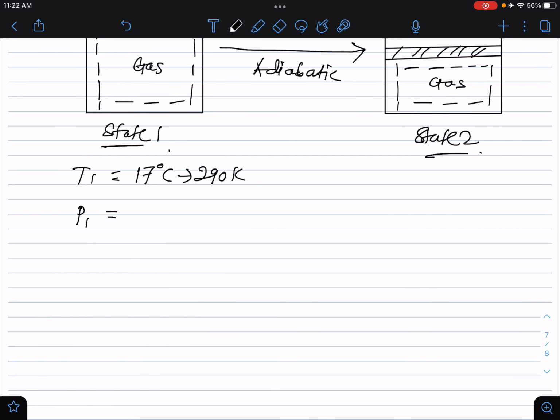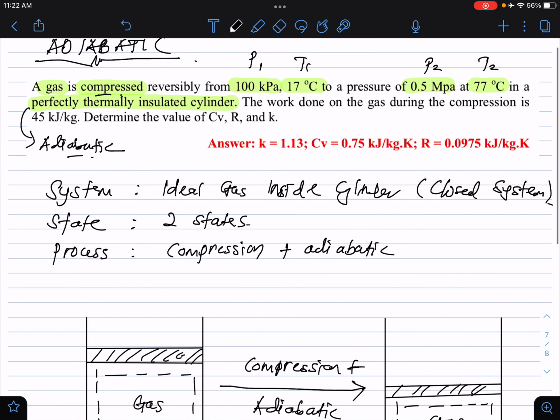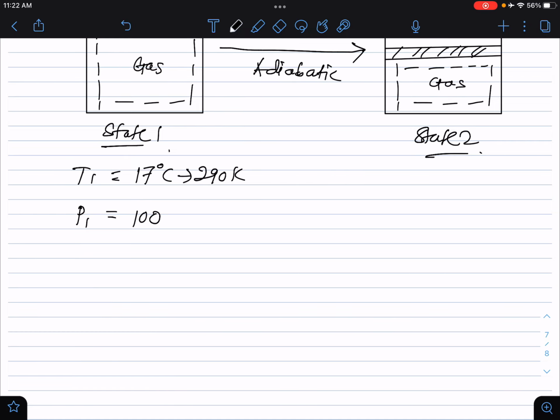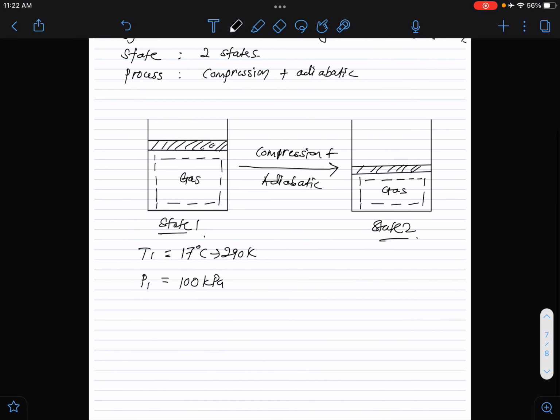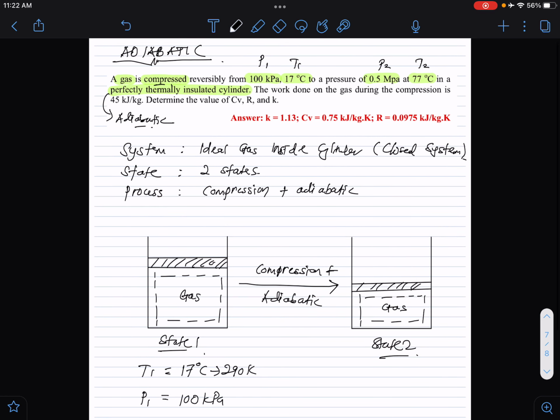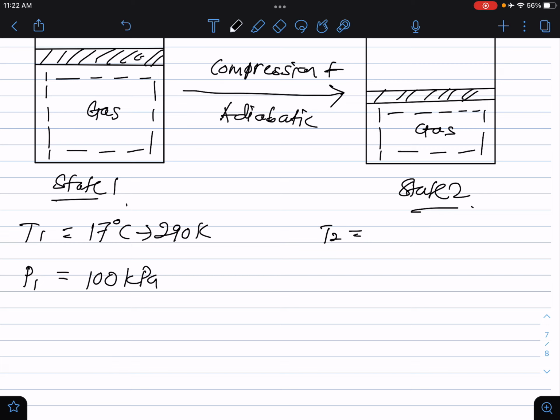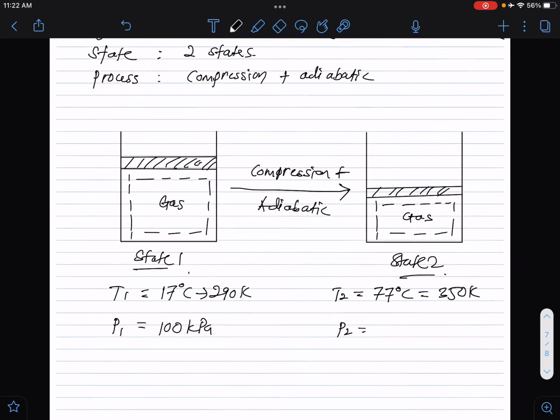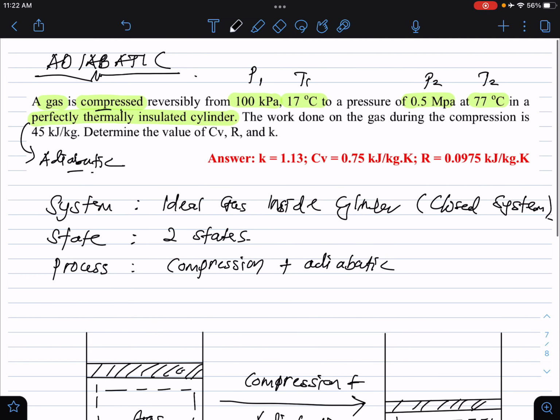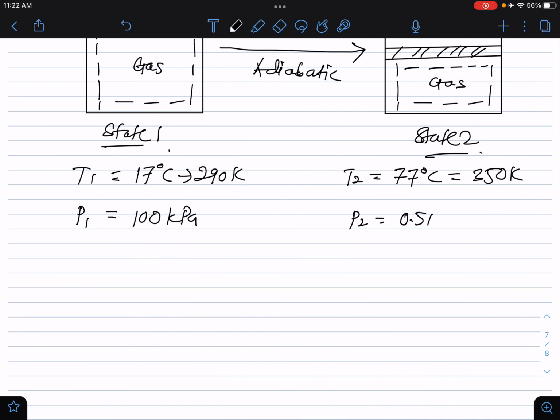Then P1 is equivalent to 100 kPa. Then your T2 is equivalent to 77 degrees Celsius. This is equivalent to 350 Kelvin. Then your P2 is equivalent to 0.5 MPa. So this is 500 kPa, right?